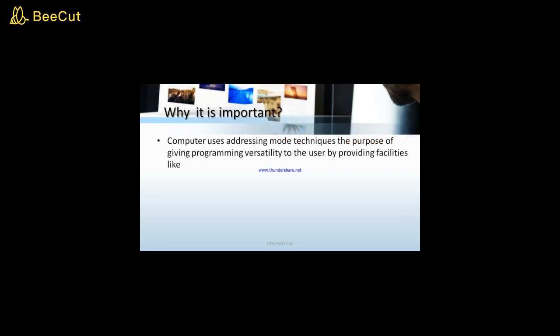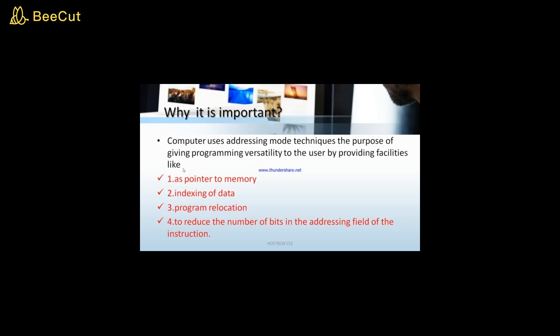Now why is it so important? Generally, computers use addressing mode techniques to give programming versatility to the user by providing facilities so that programmers are comfortable, such as pointers to memory. Second, indexing of data is very easy, and program relocation is also easy. At last, it reduces the number of bits in the addressing field of the instruction. We will see an example in future sessions, and you can get clarity about these points.